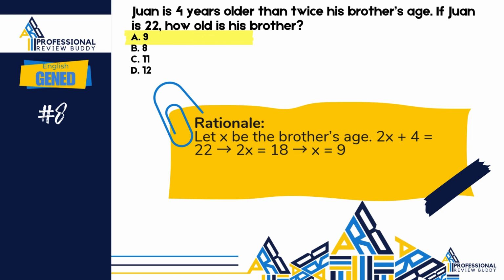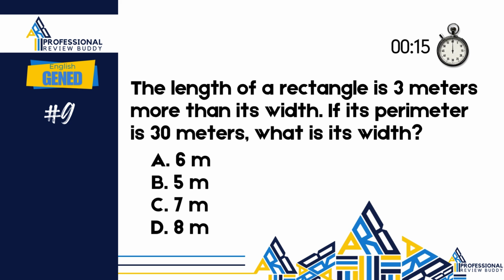Juan is 4 years older than twice his brother's age. If Juan is 22, how old is his brother? Let x be the brother's age. So we have the equation 2x + 4 = 22, then 2x = 18, therefore x = 9.